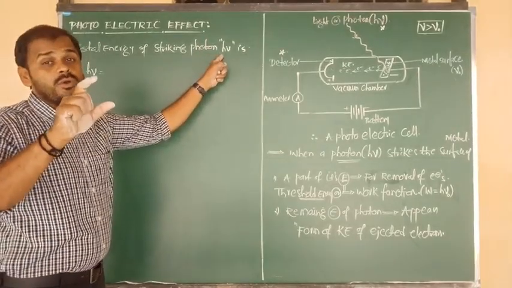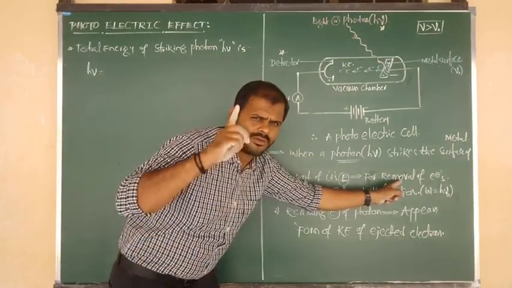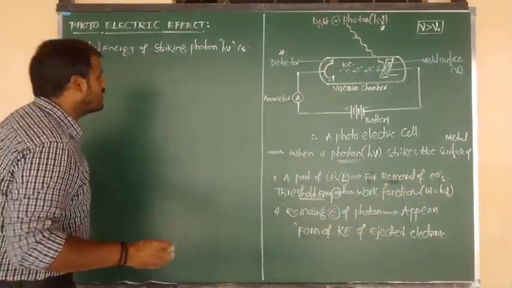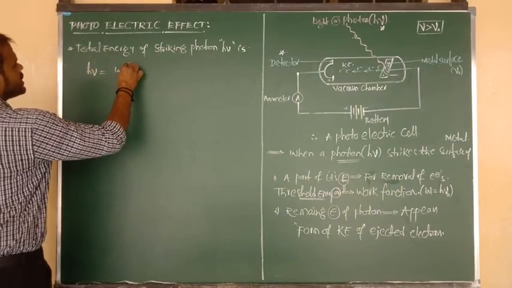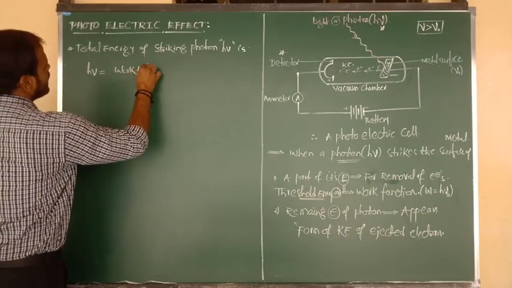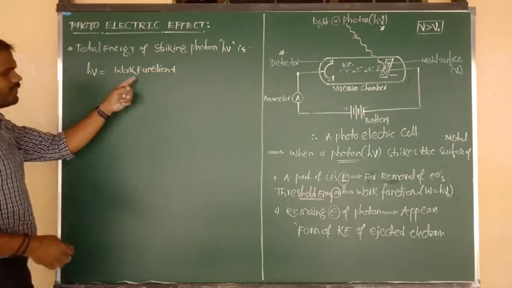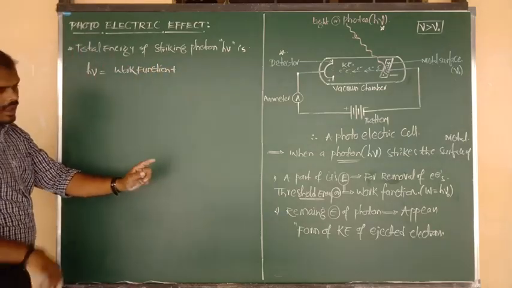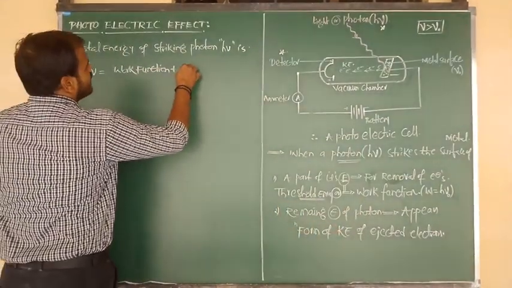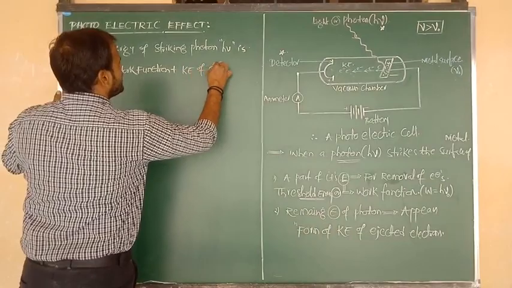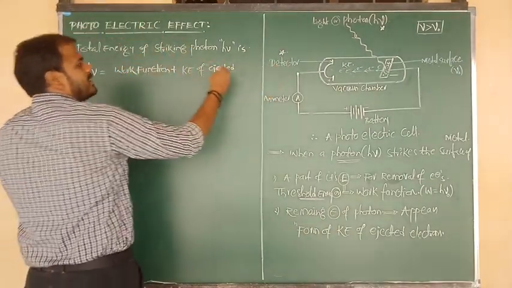But out of hν, out of 100, a part of its energy we are utilizing for the removal of electron, that is equal to what? Work function. This is from the first observation. And the remaining energy of the photon appears in the form of what? Remaining energy of the photon appears in the form of kinetic energy of ejected electrons.